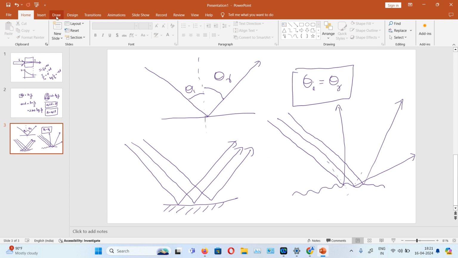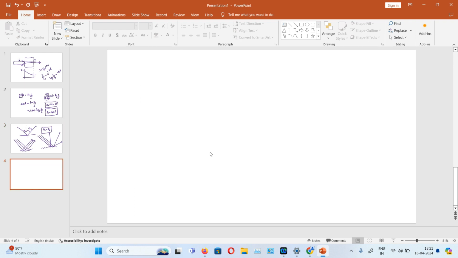Refraction is the phenomenon in which light changes its direction when it passes from one medium to another. Now before that, we'll talk about transmission. What happens in the case of transmission? When light passes from one medium to another medium, this passing of the light is called transmission.